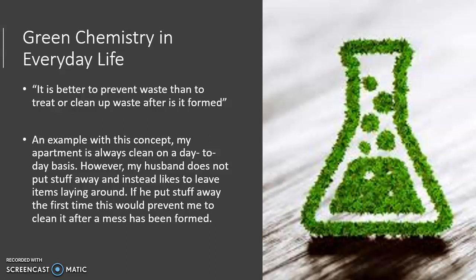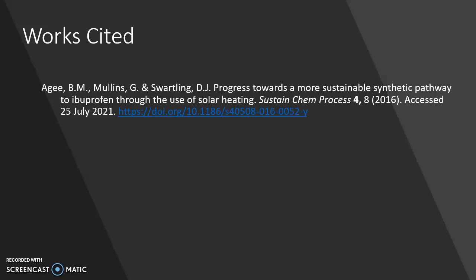Green chemistry in everyday life. One of the first steps for green chemistry is the prevention of waste. It is better to prevent waste than to treat or clean up waste after it is formed. An example of this concept: my apartment is typically clean on a day-to-day basis, but unfortunately my husband does not like to put stuff away and kind of creates a mess. So if he puts stuff away in the first place, then there wouldn't be a mess for me to clean up afterwards. And this is my works cited page.